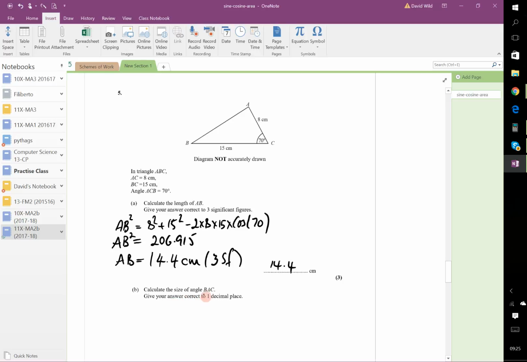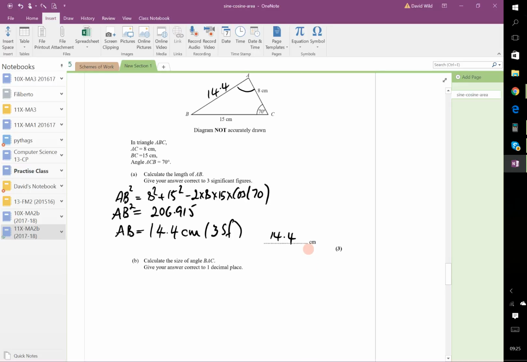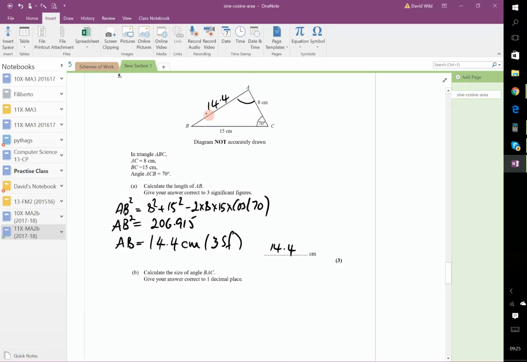Calculate the size of the angle BAC. BAC, where's that? BAC, that's this angle here. So we need to calculate that now. Don't forget we know what this is, 14.4 approximately at least. So how are we going to do that? Well, we now do have an opposite side and its angle, so we could use the sine rule for that.